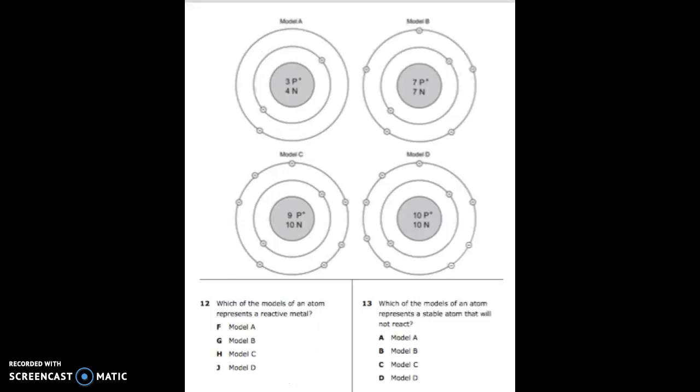Number 12. Which of the models of an atom represents a reactive metal? F. Model A, G. Model B, H. Model C, J. Model D.